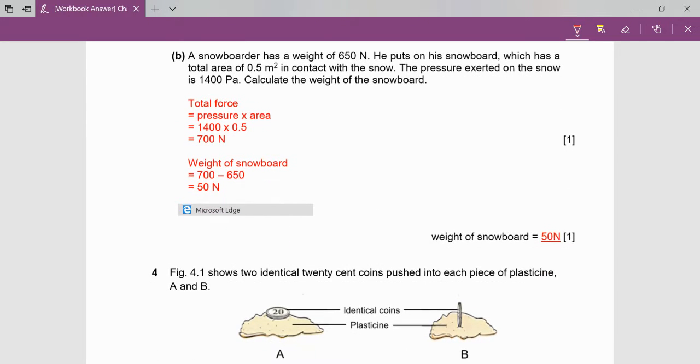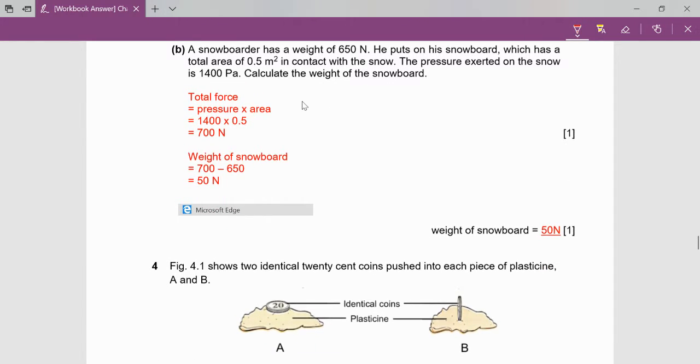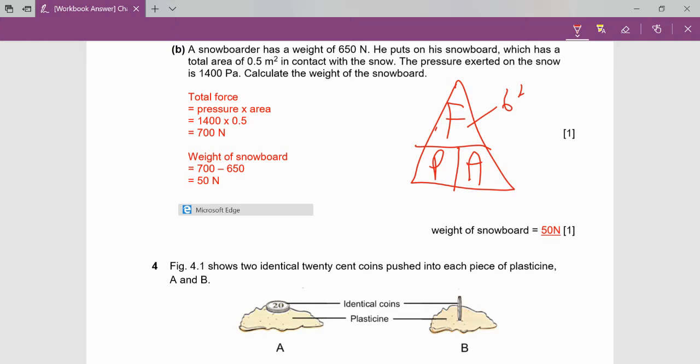B. A snowboarder has a weight of 650 newtons. He puts on his snowboard, which has a total area of 0.5 meters. So I advise every student to always draw this triangle. Some of my students, if they don't draw, always forget or make careless mistakes, then they calculate wrongly. So always draw the arrow to be safe. So 650 newtons, 0.5 meters squared.